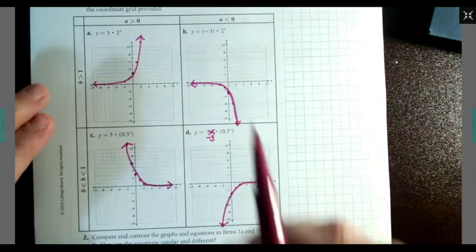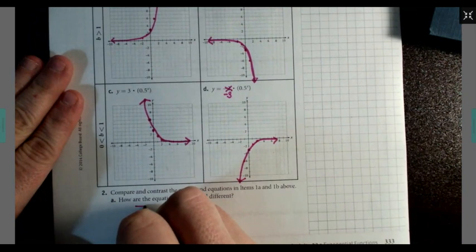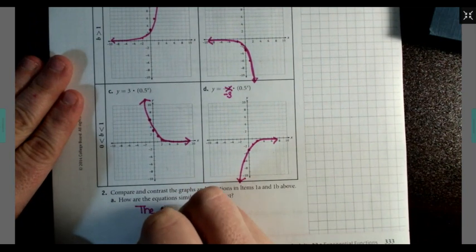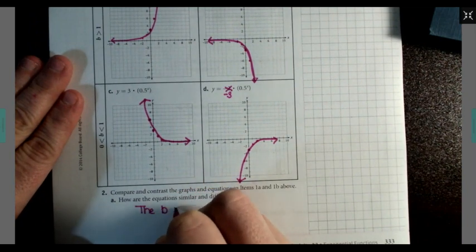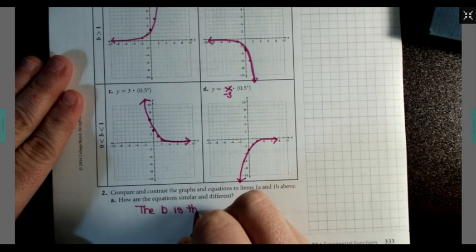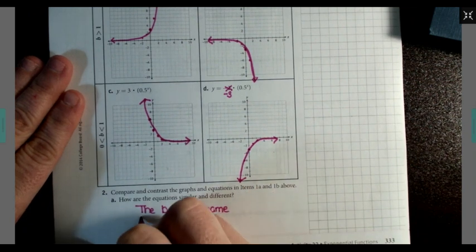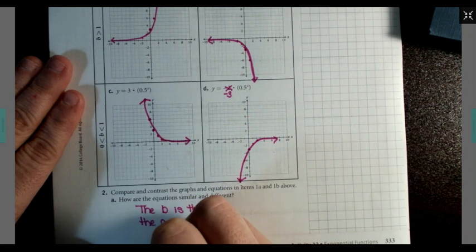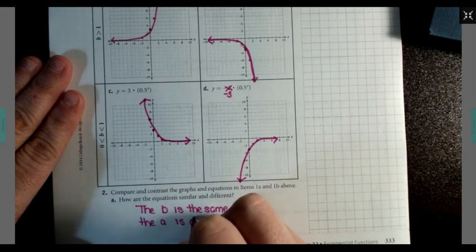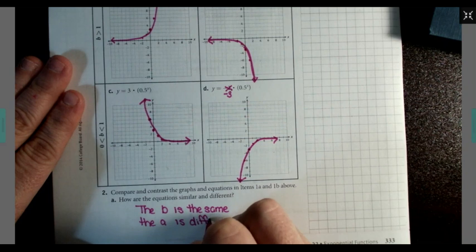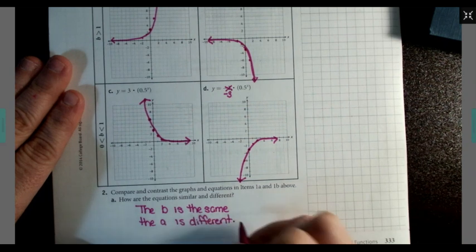Well, their B's are the same. The A is different. One was positive, one was negative.